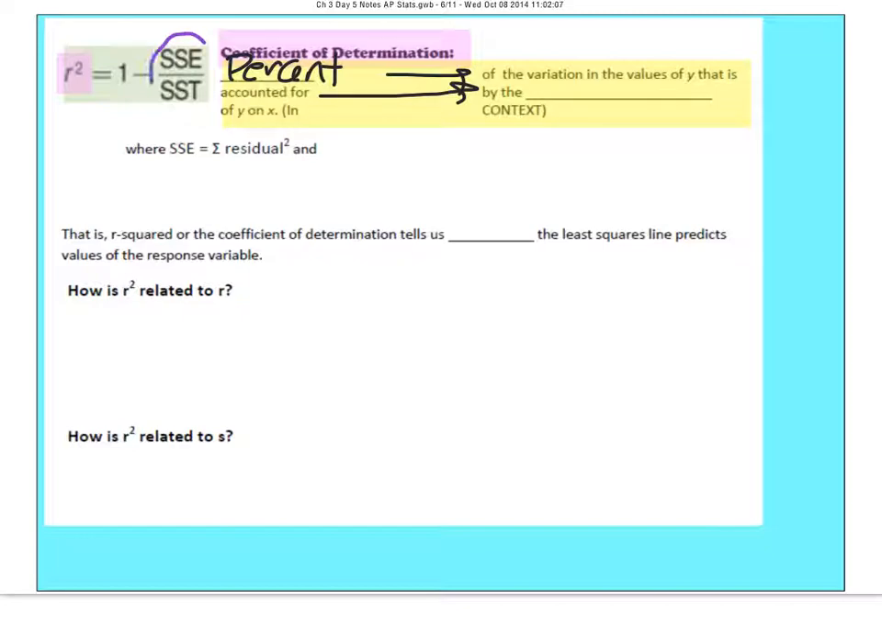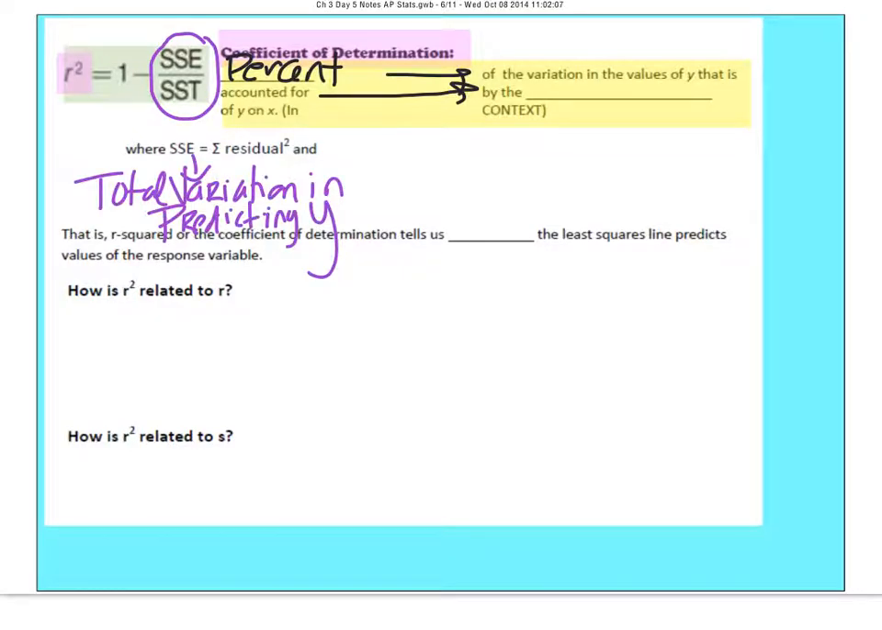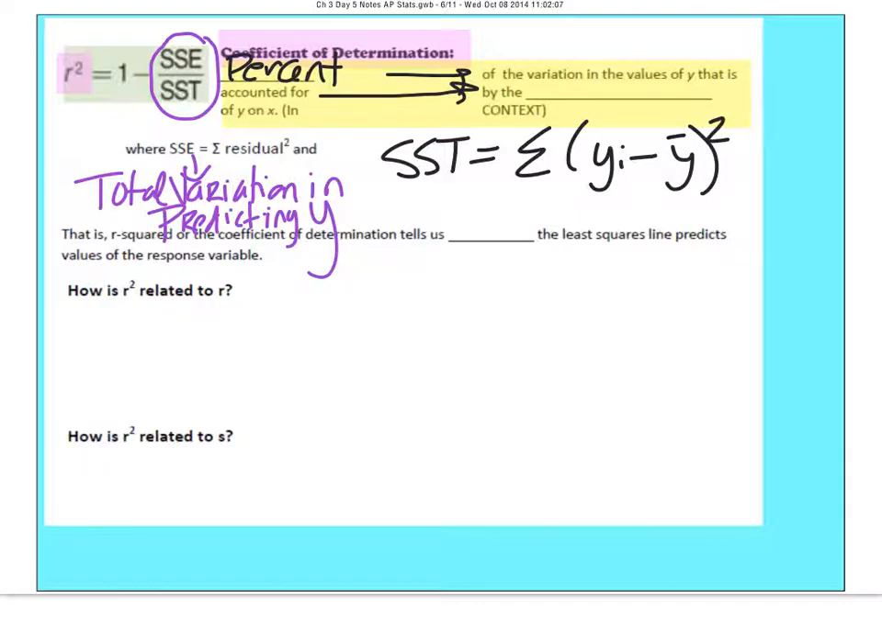So for this specific proportion right here, the SSE is the sum of the squared errors, which is a summation of all the squared residuals. That is the total variation in predicting y. And then this value here, the SST, is the sum of squares total, the summation of all of the y values minus the y mean, squared. This, by definition, is the total variation in just the y's.